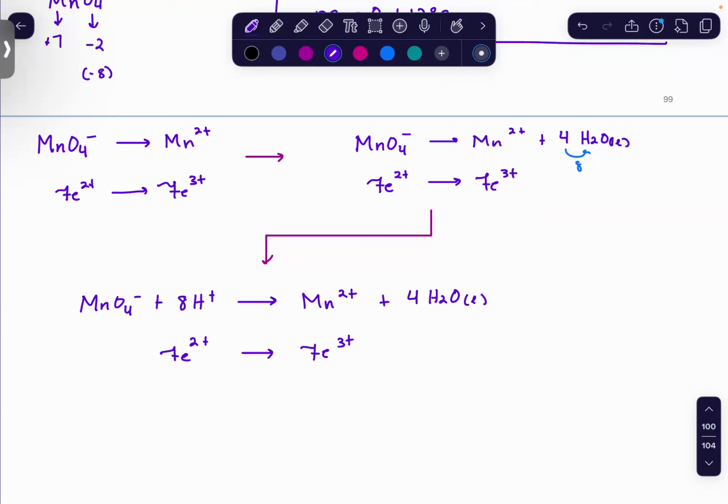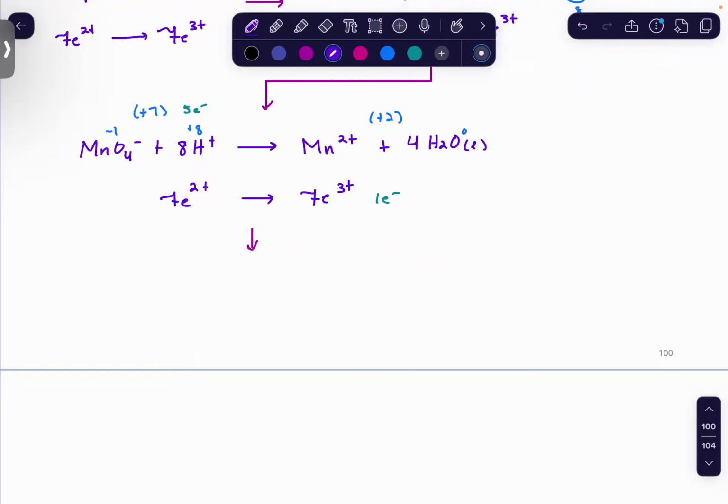Okay, now we need to balance charges. So let's look at our permanganate equation. I have a +8 from the protons and a -1, total charge of +7. Then water is neutral, then +2, so total charge of +2. So that means the left is going to get 5 electrons to make both sides a +2. The iron is pretty easy. You have a +2 and a +3. The right side is going to get 1 electron to make both sides a +2, which is going to make another one of our steps very straightforward.